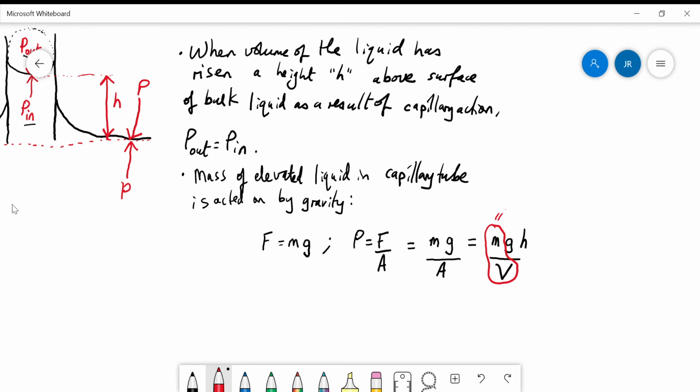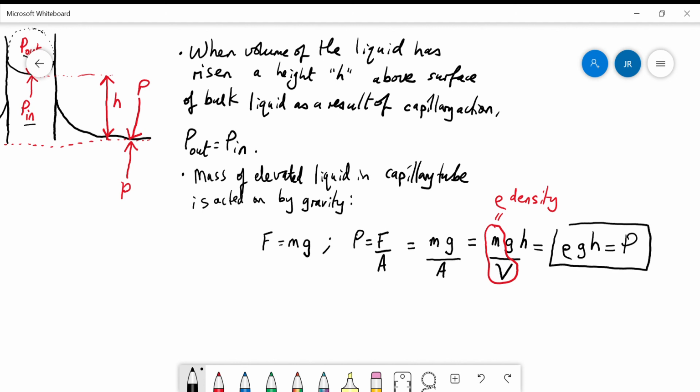So this is density, which I'm going to give the symbol rho. So we can write this as rho g h. So I've incorporated, not only do I have pressure, an extra pressure term, but I've got pressure in terms of the density of the liquid and also the height of my capillary action. So that's a nice expression.